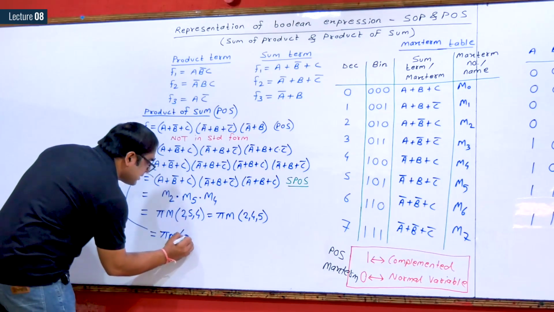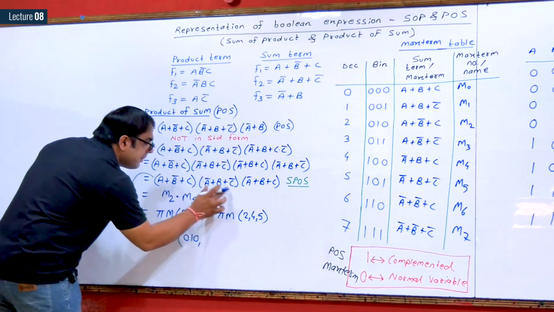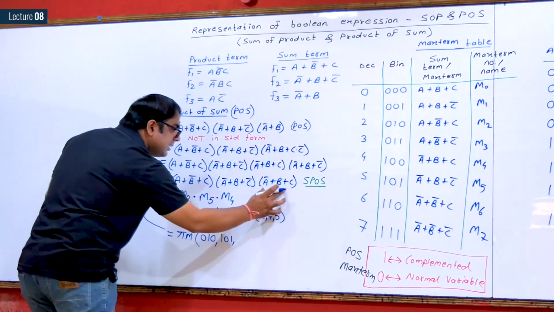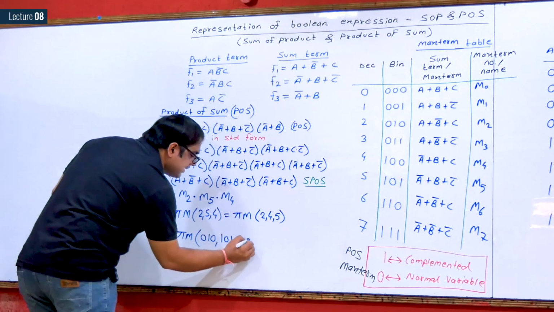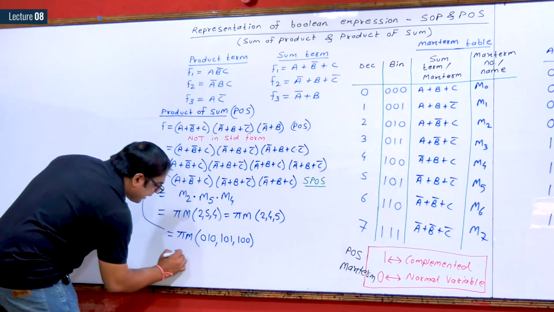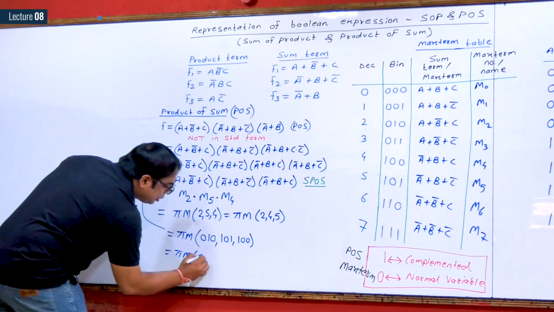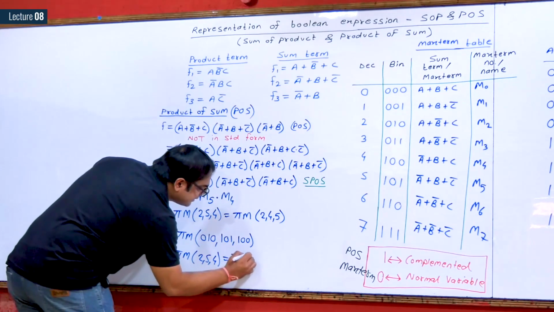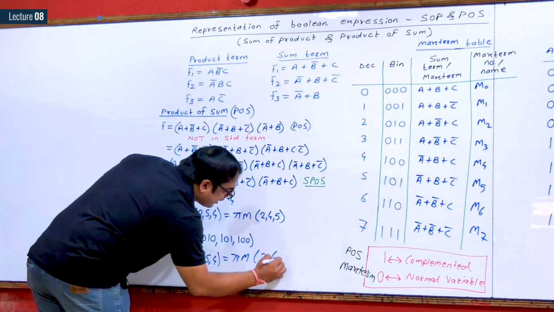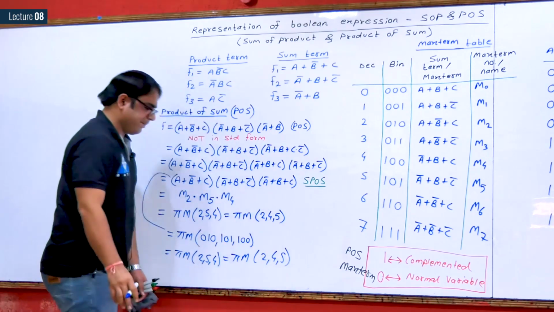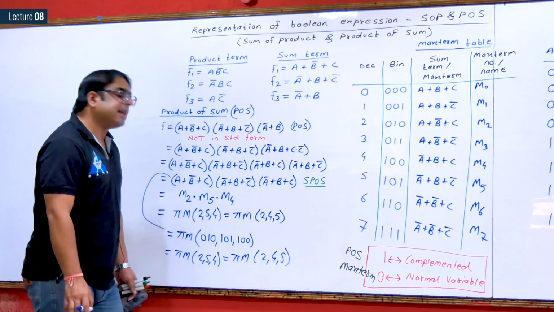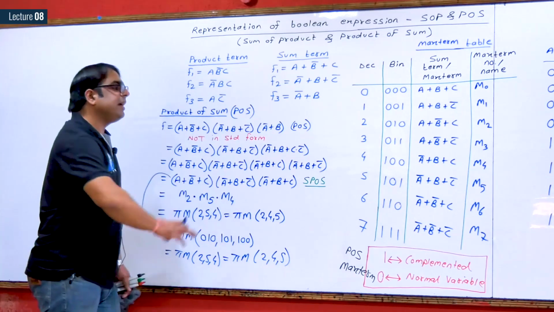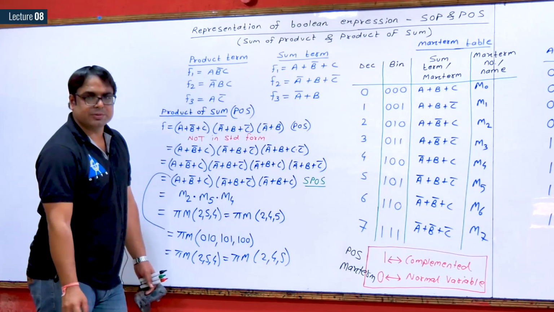So this is 0, 1, 0. Complement means 1, this is 1, 0, 1. Complement means 1, this is 1, 0, 0. So this would become pi M 2, 5 and 4. Just write in increasing order. This would become 2, 4 and 5. So this is the analysis of product of sum, the way we had done for sum of product.